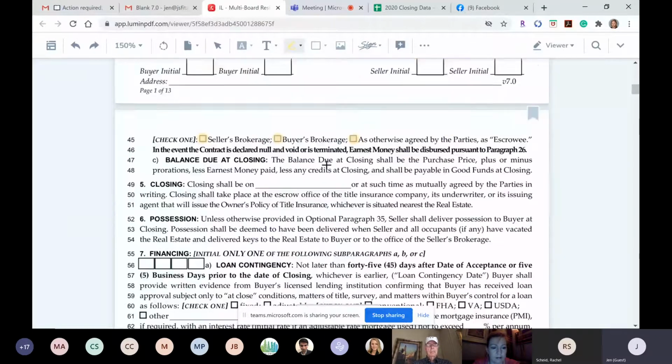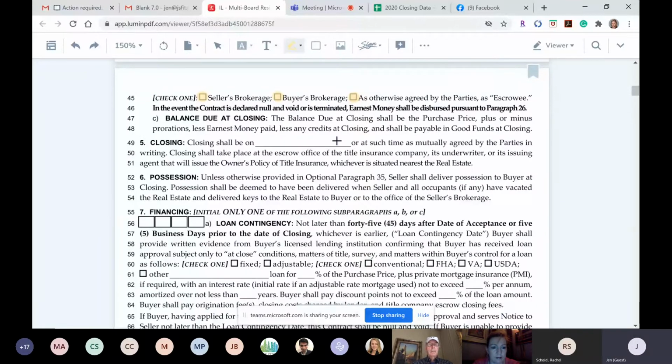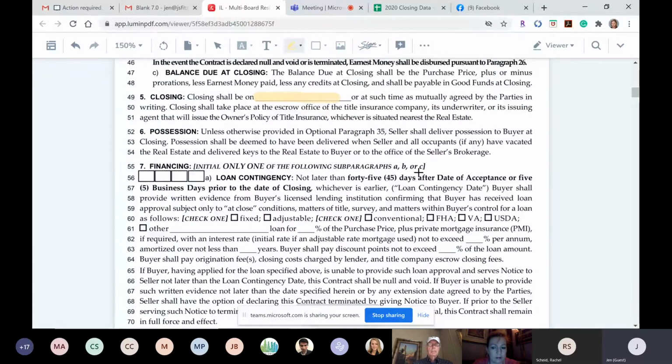All right, great. So we've talked about the closing. Closing shall be on. We're going to put our proposed date there. And possession, we're going to assume here, there's nothing to do. It just says that when we close and the money gets transferred, the keys get transferred, and that's your normal sale, that the sellers don't own it anymore after the closing date. If it's going to be something different, there's a way to indicate that later in paragraph 35.